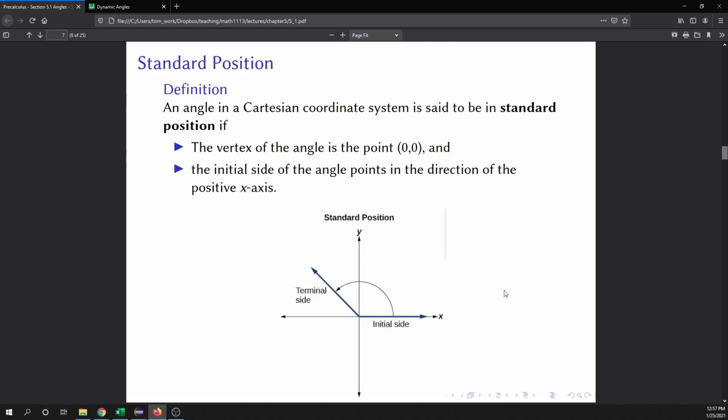Okay, so having an angle in standard position, or just assuming that it's in standard position, is going to help simplify some things that we have to do. And there's no real harm in assuming that it's in standard position either.